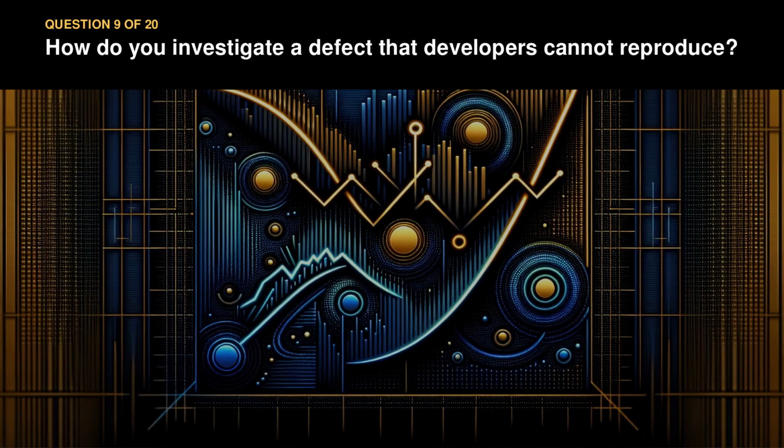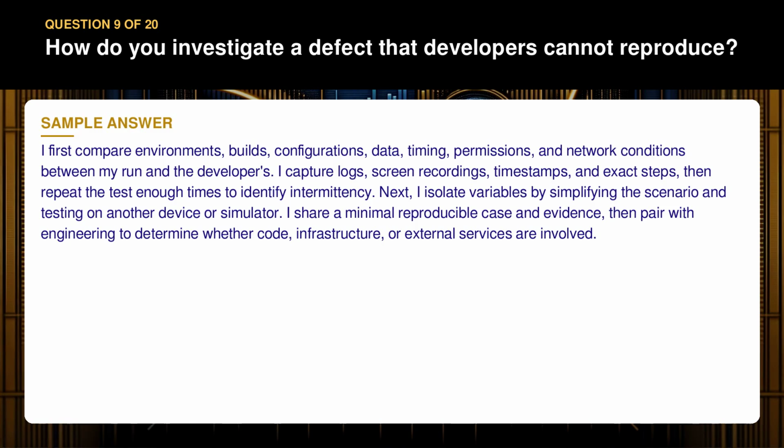Question 9. How do you investigate a defect that developers cannot reproduce? I first compare environments, builds, configurations, data, timing, permissions, and network conditions between my run and the developers'. I capture logs, screen recordings, timestamps, and exact steps, then repeat the test enough times to identify intermittency. Next, I isolate variables by simplifying the scenario and testing on another device or simulator.